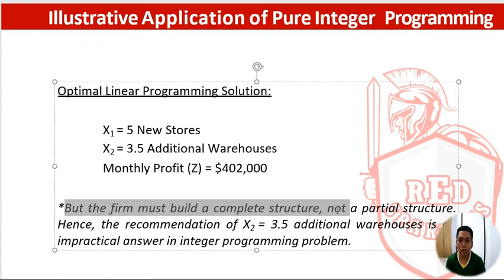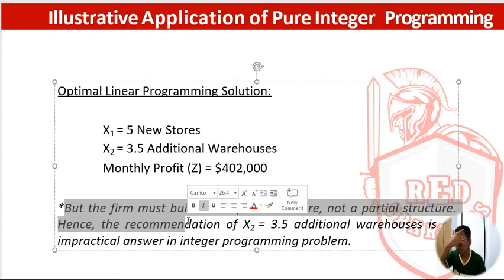But the firm must build a complete structure, not a partial structure. Or we could say, hindi naman pwedeng 0.5 lang ng warehouse yung gagawin mo. For now, we will be recommending that we need to modify that 3.5 additional warehouse. Hindi naman basta-basta ka na lang magde-decide na, 3 na lang. Paano kung kailangan yung 0.5? Is it the optimum value? Sige sir, 4 na lang. Paano naman kung hindi siya masyadong gagamitin? Kasi nga, kakalahati lang. Sayang naman yung gastos natin.